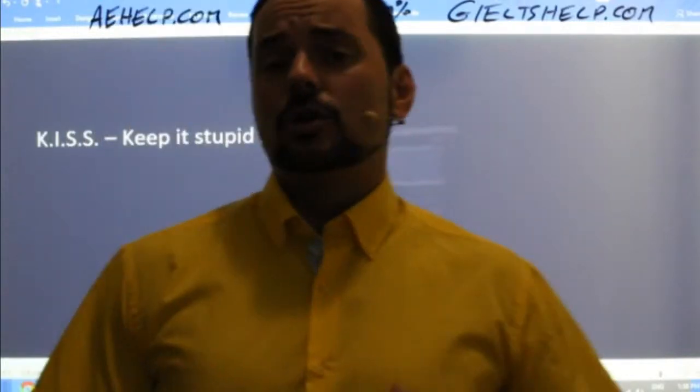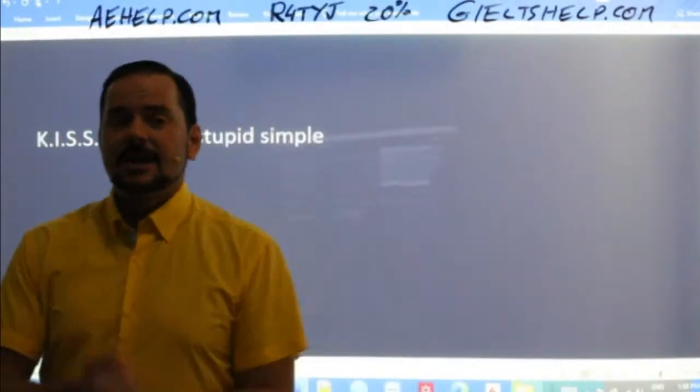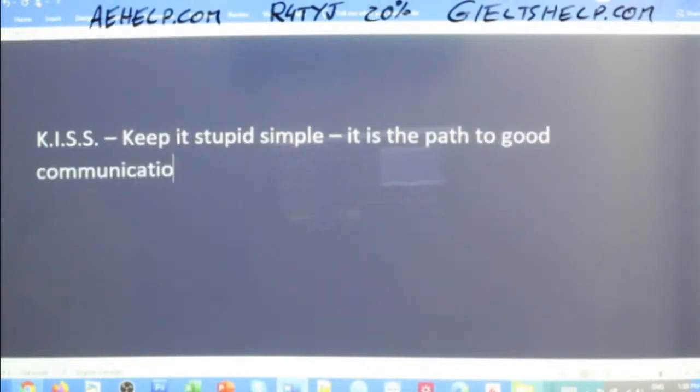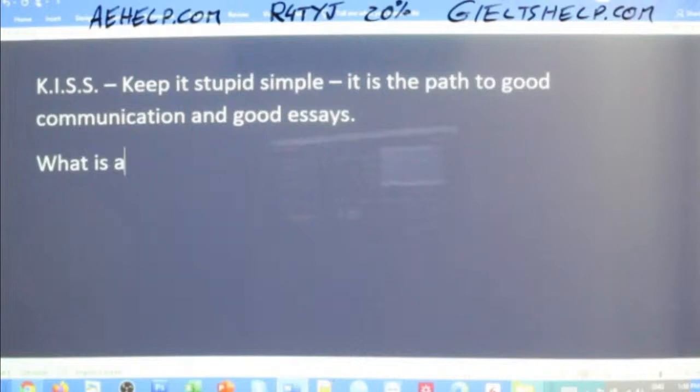Yeah, there's a very interesting acronym or expression in English. I don't know if any of you have ever heard this, but it's K-I-S-S. It's KISS, and sometimes we will say KISS. And this means keep it stupid simple. Sometimes the trick to good writing, good thinking, good communication is just that. So, stupid is a strong word, but we use it in this case for sure. So, it is the path to good communication and good essays. Okay, and an example of that is our first question is, what is a human?